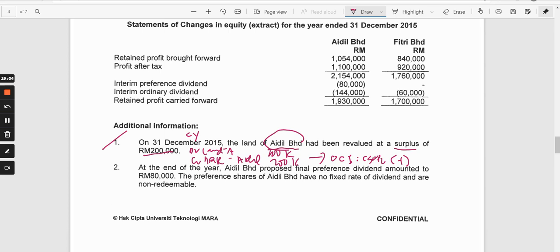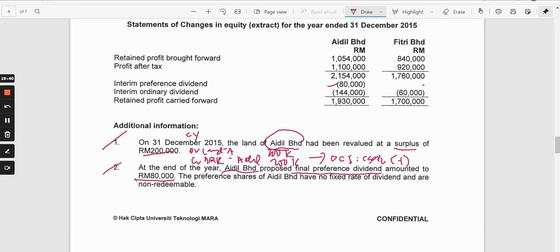Number 2 is on information on preference dividend that were proposed by AIDIL. AIDIL, remember, is the parent company, and what was proposed was 80,000. And the preference shares in AIDIL, even though they are preference shares, have no fixed rate of dividend and they are non-redeemable. So when they are non-redeemable, if there is a declaration of preference dividend, which is the final preference dividend, just look in the statement here. They have already declared the interim dividend and paid it somewhere during the year, which is 80,000.